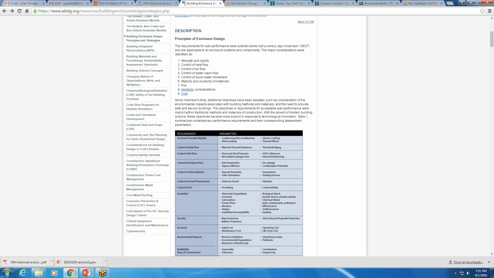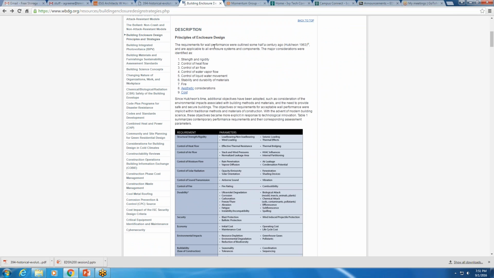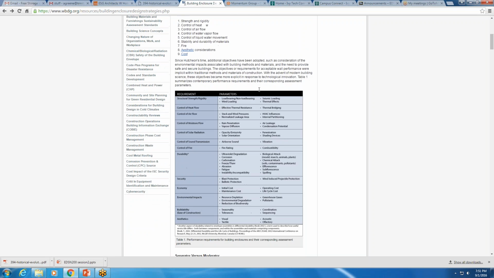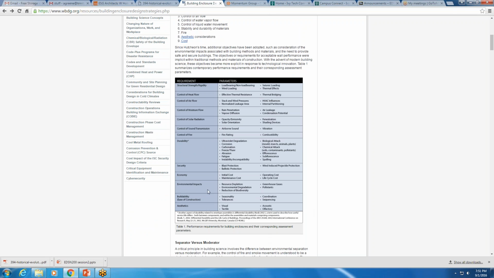So if we scroll down, I like the description, the principles of enclosure design. The requirements for wall performance were outlined some half-century ago and are applicable to the enclosure systems and components. The major considerations were strength and rigidity, control of heat flow, control of airflow, water vapor flow, liquid water movement, stability and durability of materials, fire, aesthetic considerations, and cost. So here's where they put that table for the performance requirements of building enclosures and their corresponding assessments. So they're checking if the wall meets the parameters.